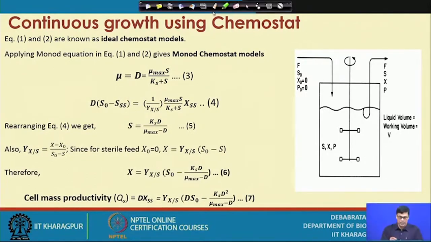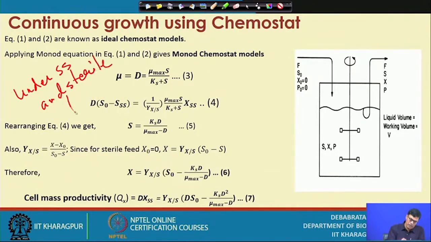So let us see what we have written here, which we have already seen: mu equal to D, under steady state conditions and a sterile feed. What is sterile feed? Sterile feed means here X0 equal to 0. In the input, there should not be any cell present in the feed. That is why we call it sterile feed. Then and only then mu equal to D. This is the Monod equation we know, mu max S over Ks plus S.